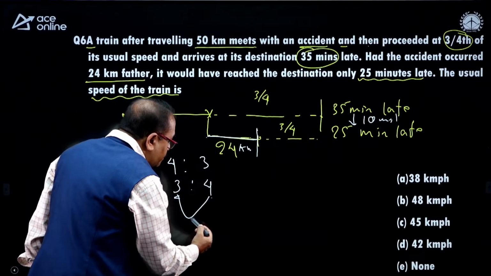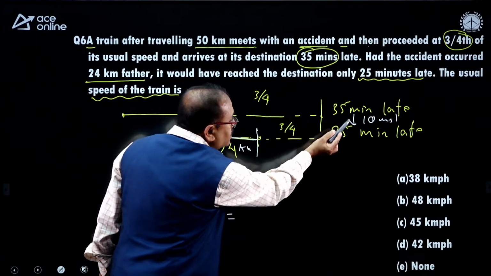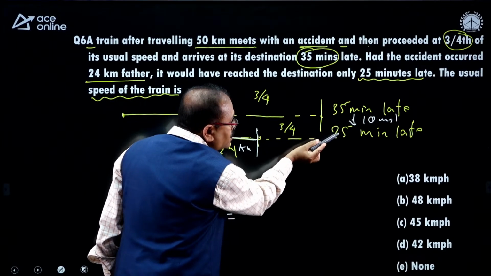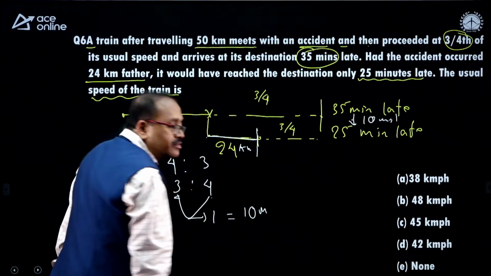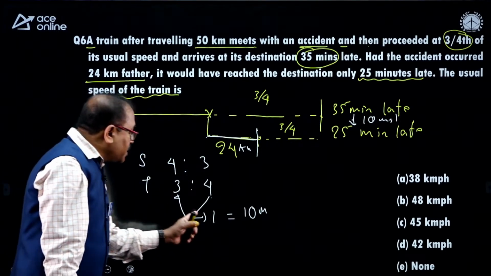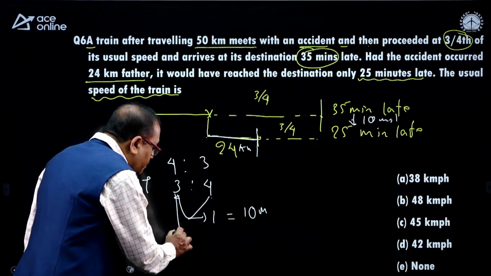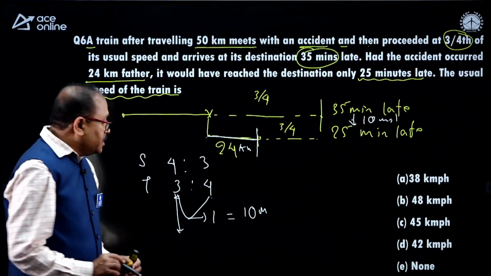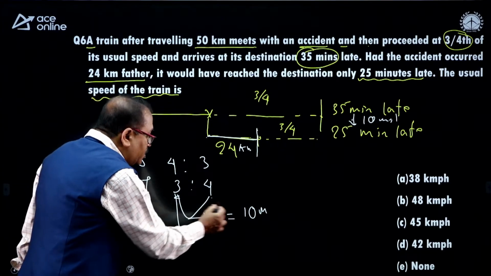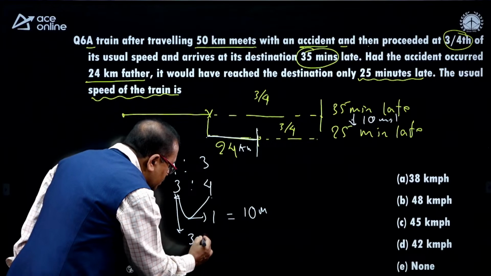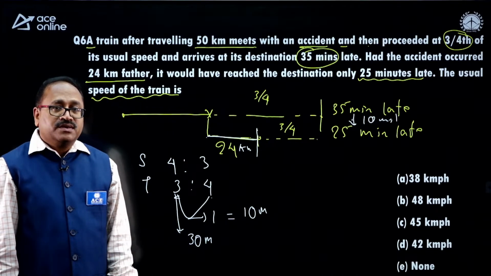So, how many extra parts here? 1 part extra. And how much time extra over here? Look at this one. This is 25 and this is 35. That means 10 minutes. So, 1 part of the time is 10 minutes. Then actually he takes 3 parts usually to travel 24 kilometer, then 3 parts will be 30 minutes. Am I clear up to this?